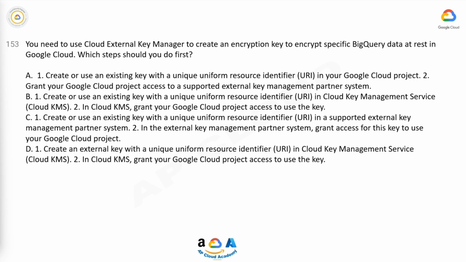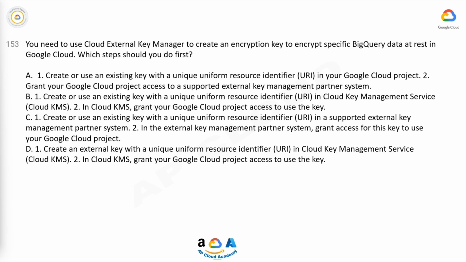153. You need to use Cloud External Key Manager to create an encryption key to encrypt specific BigQuery data at rest in Google Cloud. Which steps should you do first? A. 1. Create or use an existing key with a unique Uniform Resource Identifier, URI, in your Google Cloud project. 2. Grant your Google Cloud project access to a supported external key management partner system.